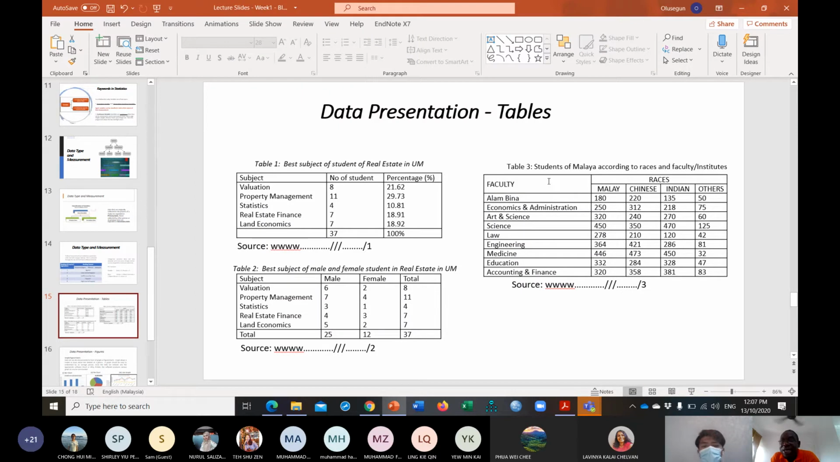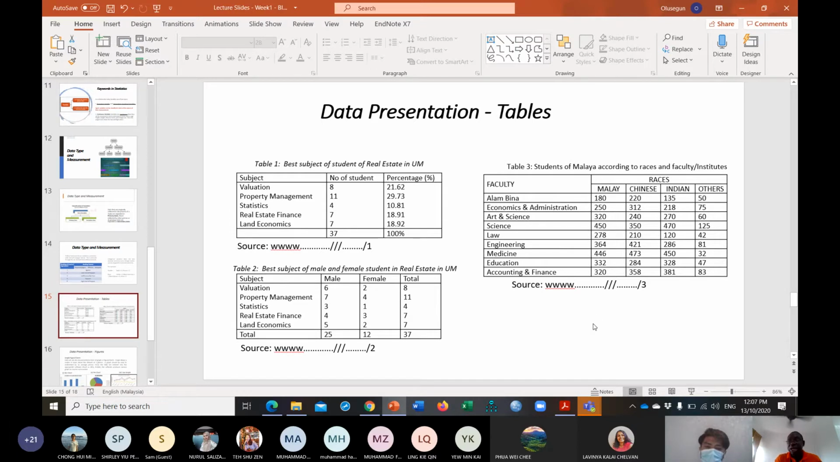So I look at my table 3 here, the students according to races and faculty institutes. Look at this. We want to know how many students are international, how many are this. I give others as international students, then other races, you can see the way I've distributed these. These are just hypothetical. They are not real-life figures, but we just try to make an example of what data, what information, can be gathered.